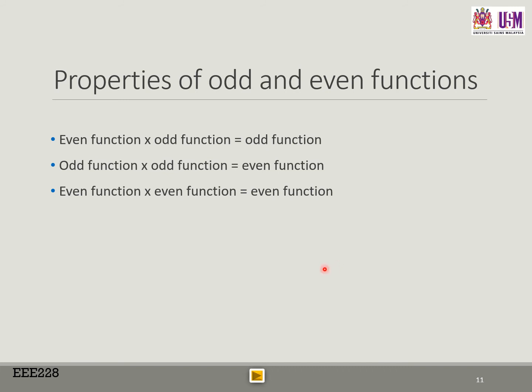Odd and even functions have several properties, and the properties are in line with mathematical formulation. If you multiply an even function with an odd function, you get an odd function. If you multiply an odd function with an odd function, you get an even function. And an even function multiplied with an even function gives an even function.